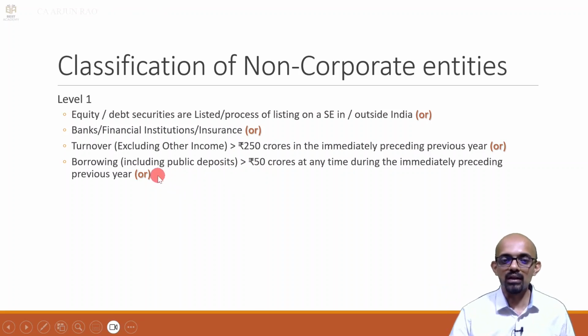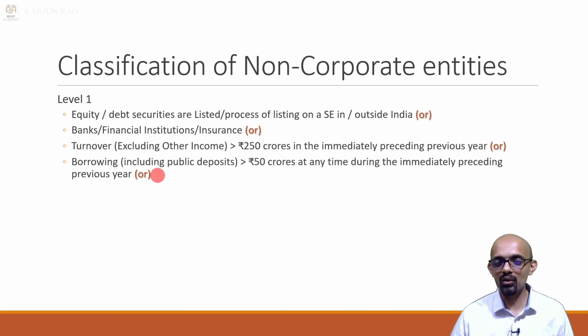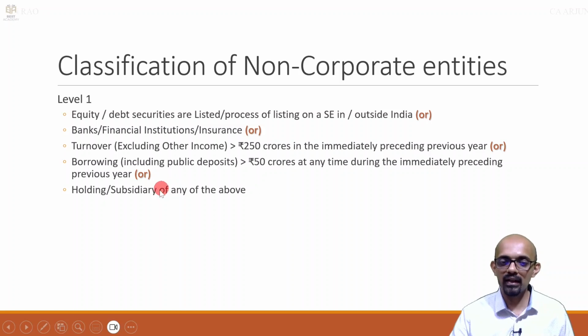Okay, so borrowing greater than 50 crores anytime during the immediately preceding previous year, or if it is a holding or subsidiary entity of any of the above entities. So let's say entity A is a bank. Entity B does not satisfy any of these conditions, but entity B is a subsidiary of the bank. Still, entity B will be a level 1 entity. Okay. So that entity itself may not satisfy the first 4 criteria, but its holding or subsidiary, if it satisfies, then the entity will become a level 1 entity.